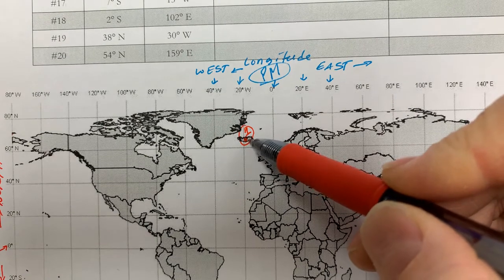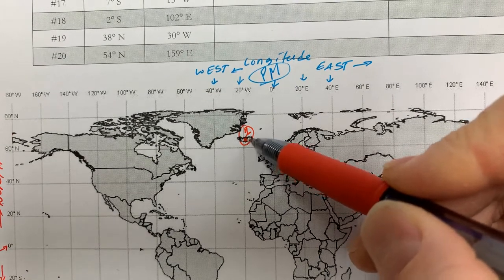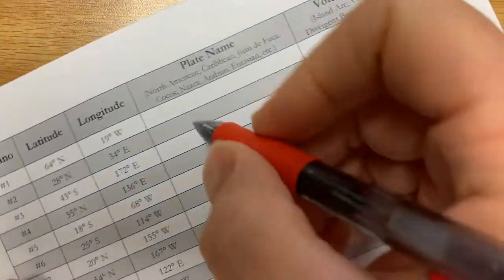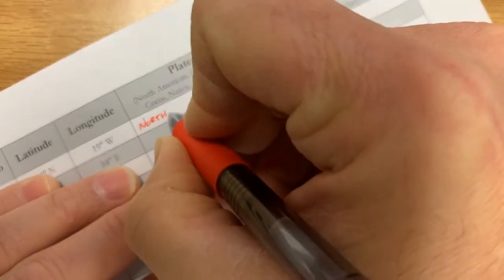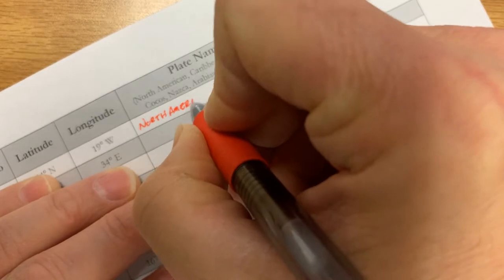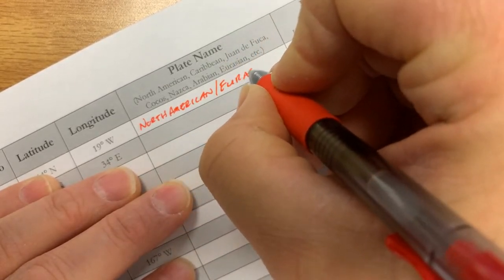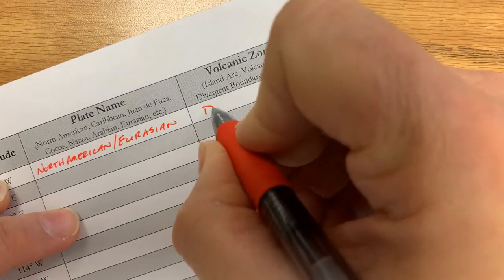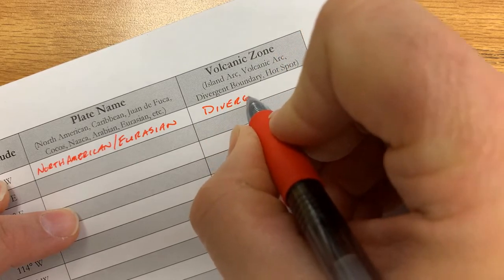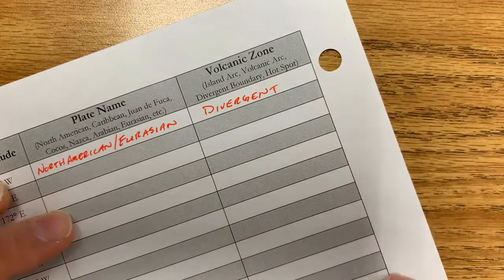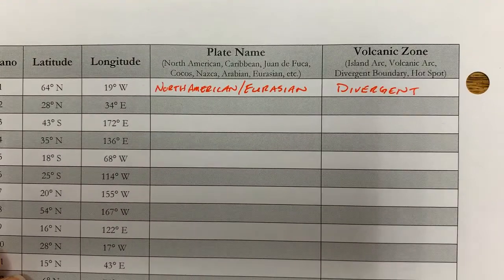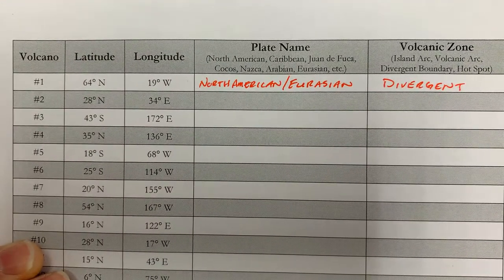Okay, now from working with these, I happen to know that this point right here is in Iceland, and if I'm looking at the world map, my plate names would be the North American plate and the Eurasian plate. Further, I know that that volcanic zone is a divergent boundary. Okay, and I know that because Iceland is one of our prime examples of a divergent boundary. So that's the volcanic zone.